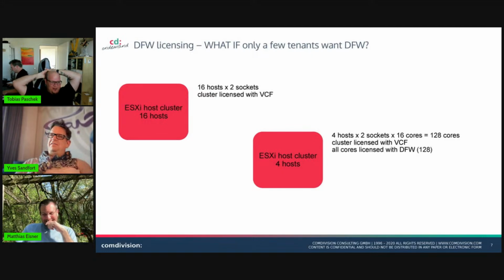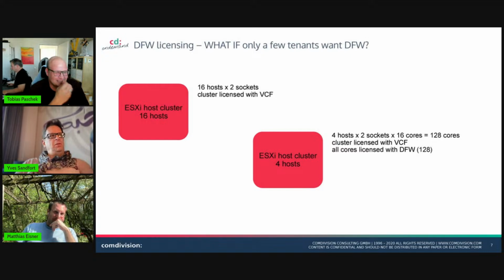Let's see what the future is. DRS groups for distributed firewall. Whoever comes up with that. Yes, but whatever. Let's call it whatever. Because it would not really limit the DFW in the first place.